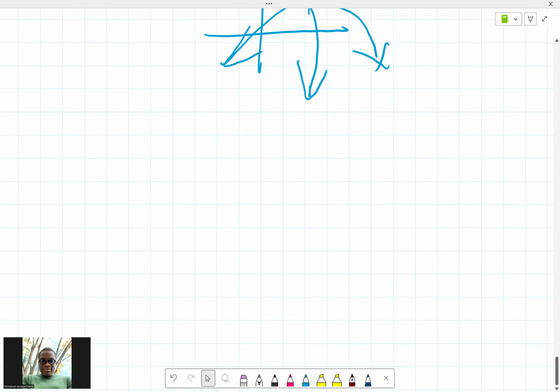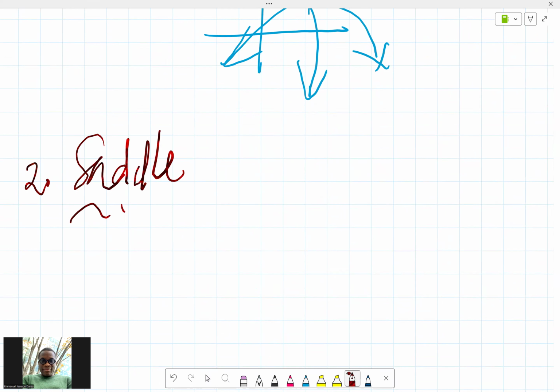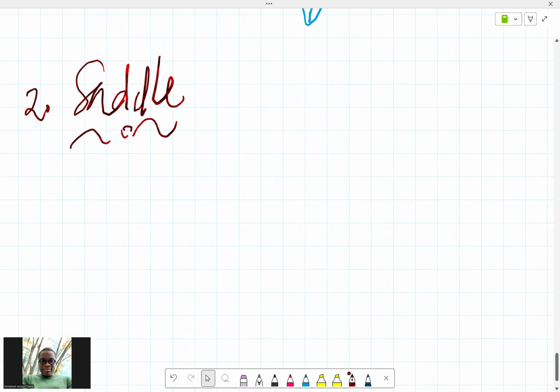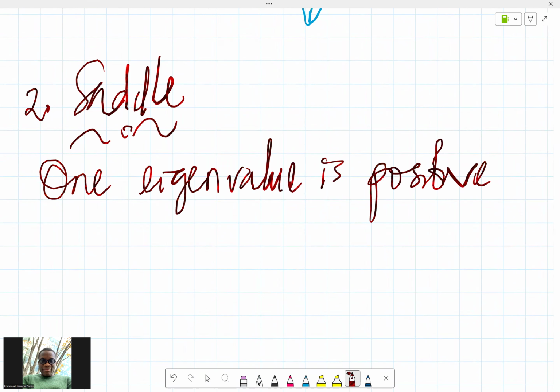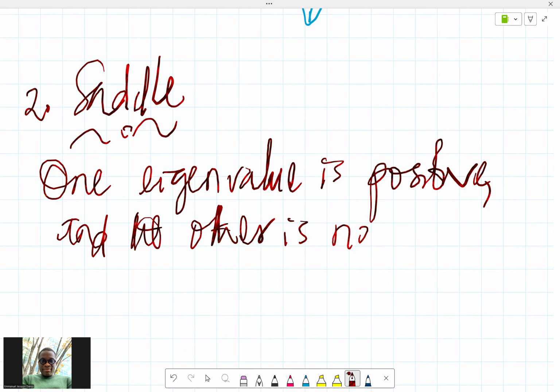Now let's talk about another class of equilibrium points, what we call a saddle. In this case, one eigenvalue is positive, and the other is negative. So there's a kind of confusion, right?